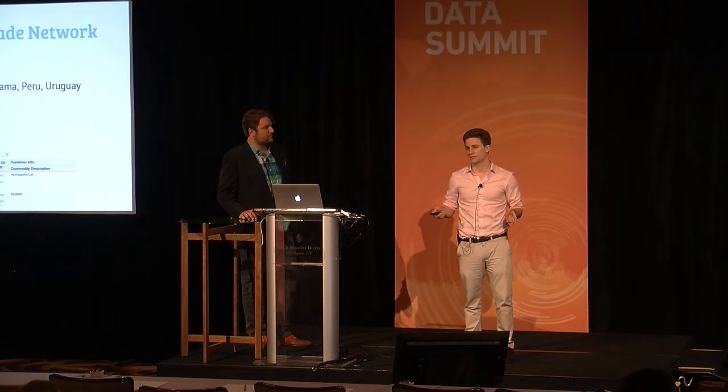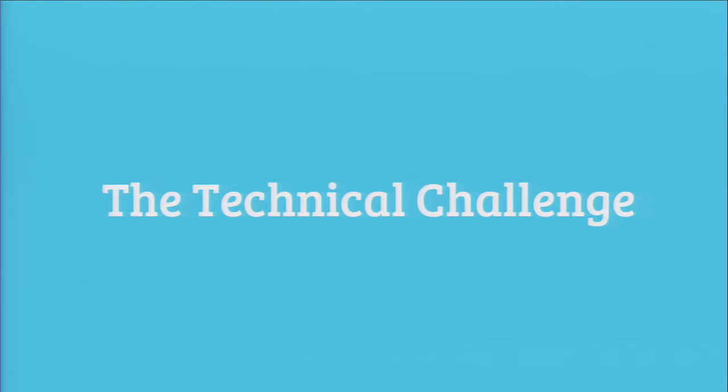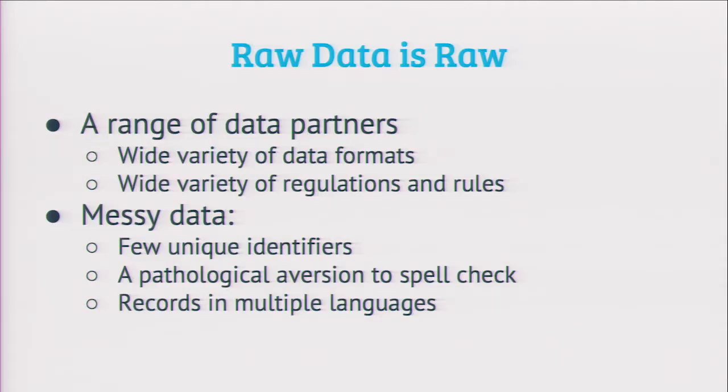We actually have 35 fields per shipment from the US government. And then for other data sets, such as some of the Latin American data sets, we can actually have hundreds of fields. So there's just tons of valuable information. So what's the technical challenge? The technical challenge is that the raw data is pretty raw.